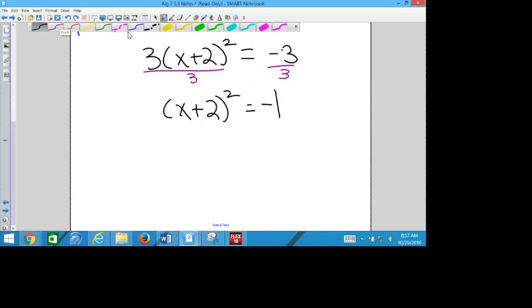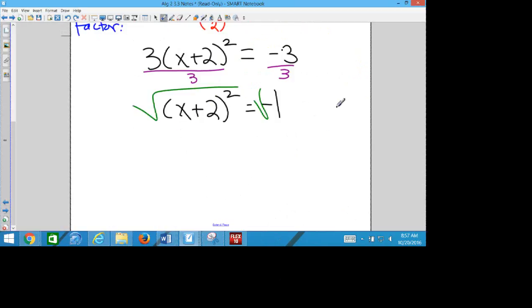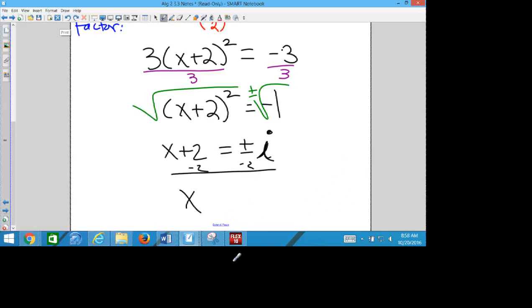Now I'll do my square root with the plus minus. What's the square root of -1? Perfect. i. So we subtract our 2 from both sides. Can I add the 2 and the i together? No. So I'm going to leave them separate, and then those are my answers.